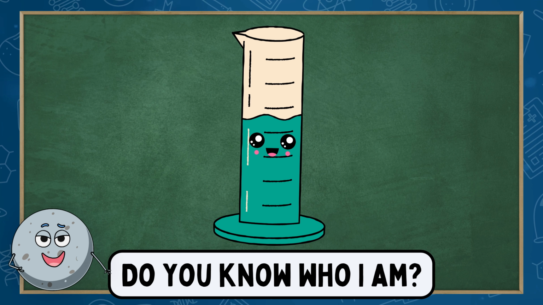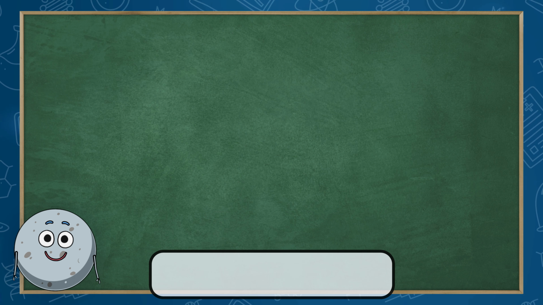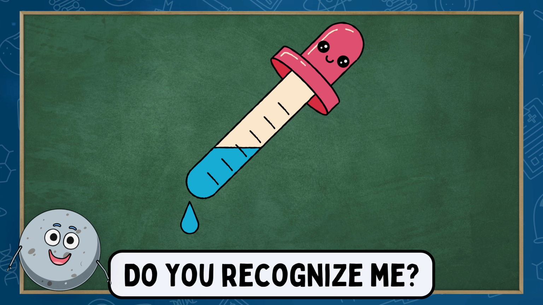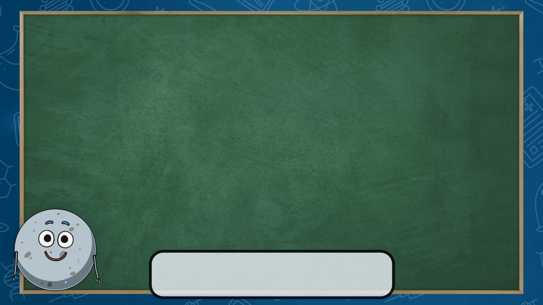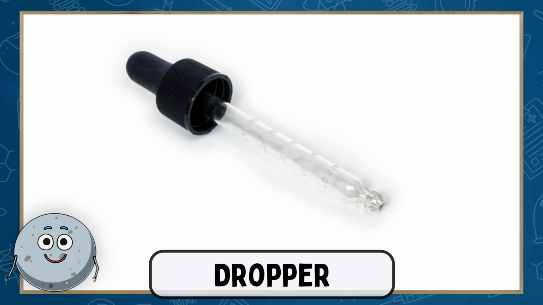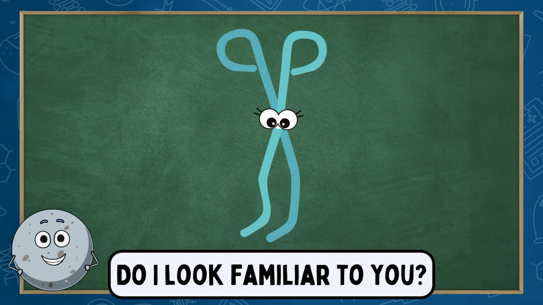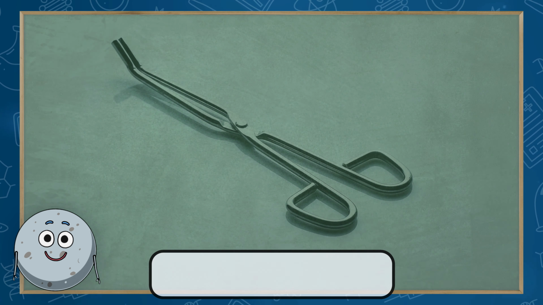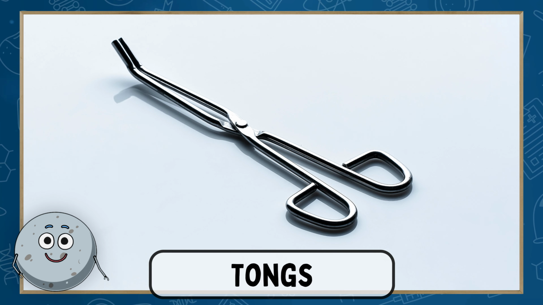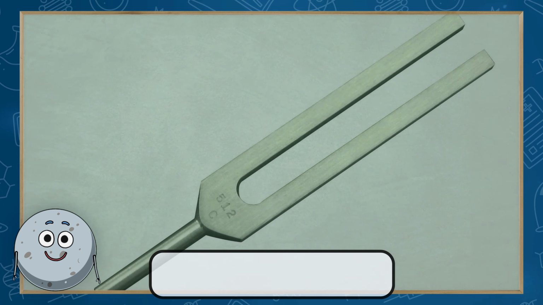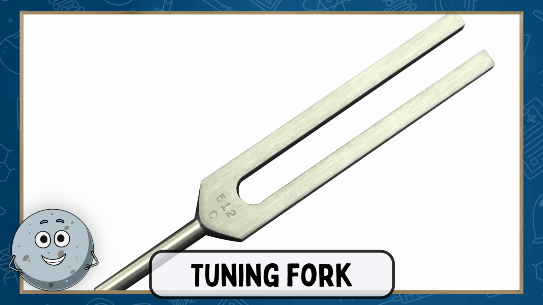Do you know who I am? I am graduated cylinder. Do you recognize me? I am dropper. Do I look familiar to you? I am tongs. Have you seen me before? I am tuning fork.